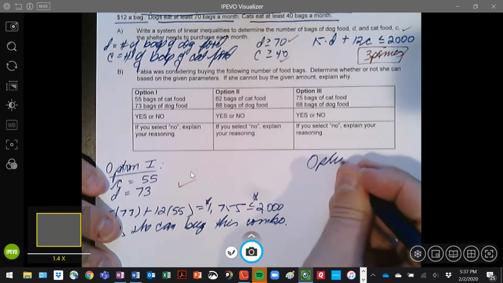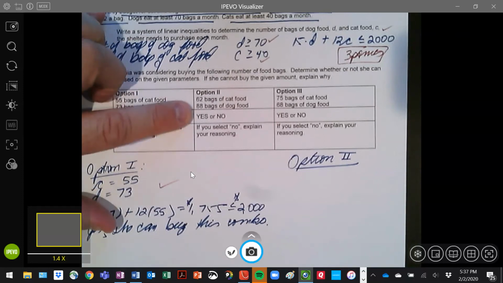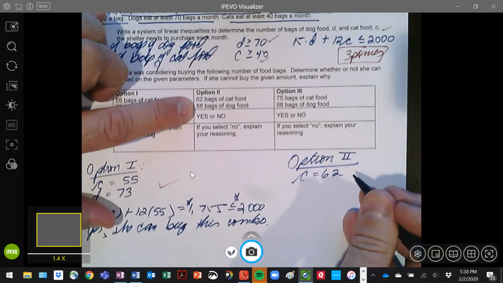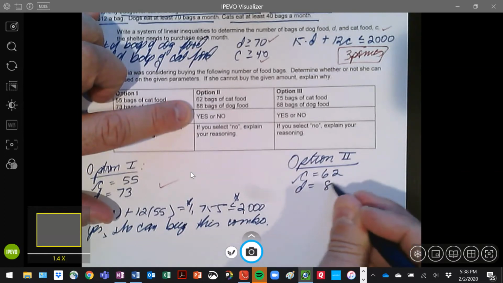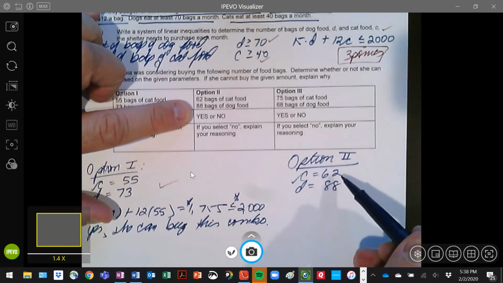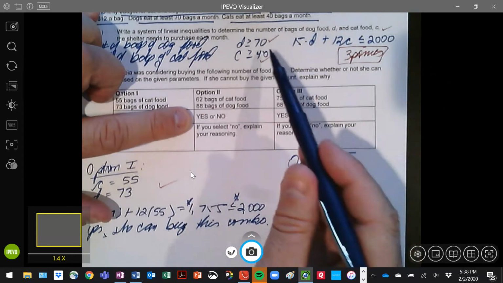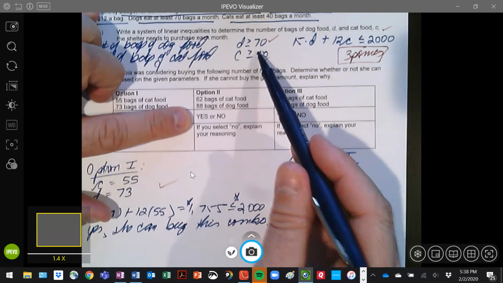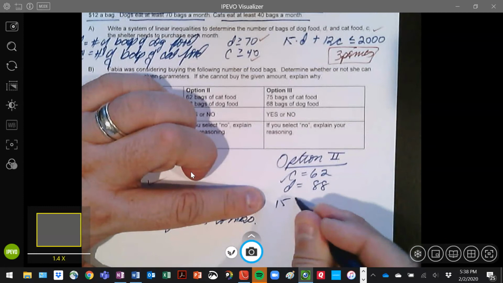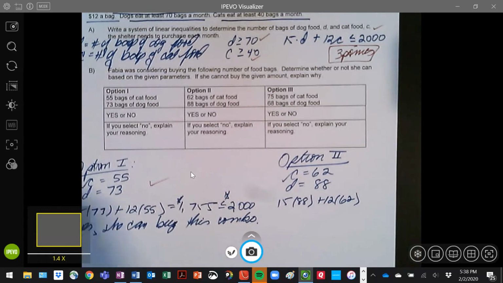Let's do it again for option 2. Option 2 says 62 bags of cat food, so C is 62. We're saying 88 bags of dog food. Well, let's see. C equals 62, that is greater than or equal to 40. D equals 88, that is greater than or equal to 70. Last we have to check is this third inequality. So we're going to do 15 times 88 plus 12 times 62.